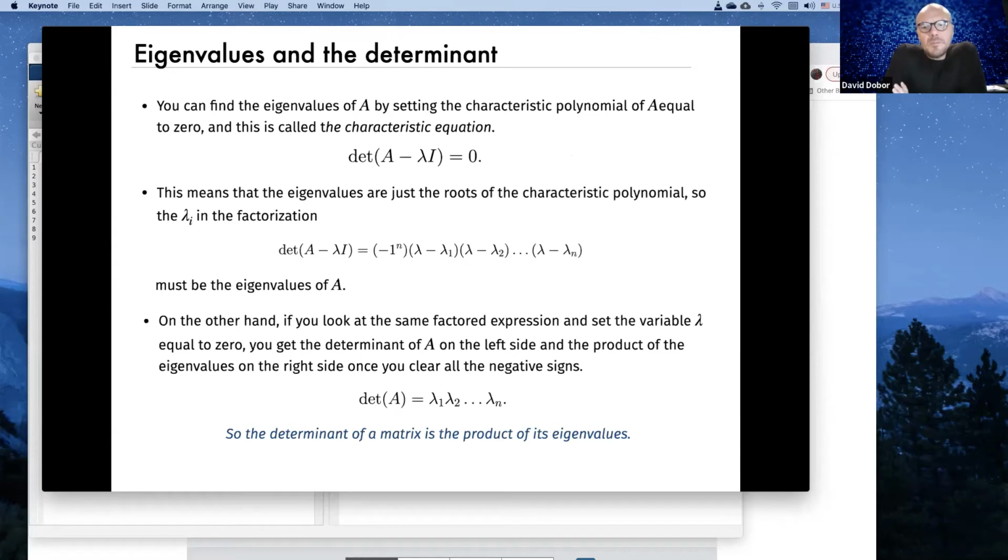So we made a couple of observations about eigenvalues and eigenvectors. We said that the product of eigenvalues was the determinant of the matrix, remember from last time? And the sum, what was the sum of eigenvalues? Trace of the matrix. Yeah, trace of the matrix.